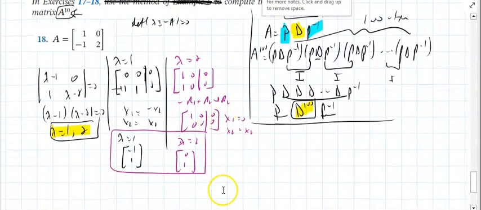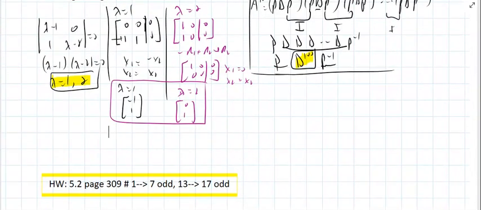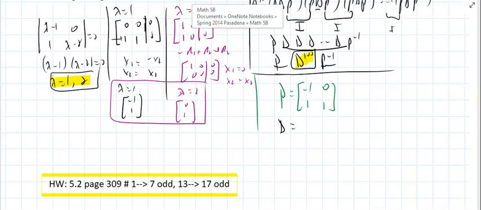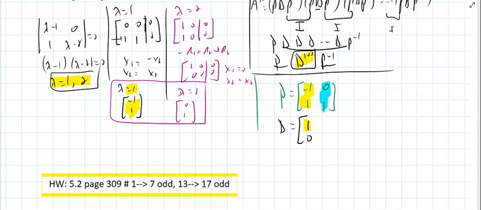Now, I'll give you two options. Either you say P equals negative 1, 1, 0, 1. And if you did that, then D has to go in order. If you put this vector first, you must put that entry first. And if you put that vector next, you must put 1 there.